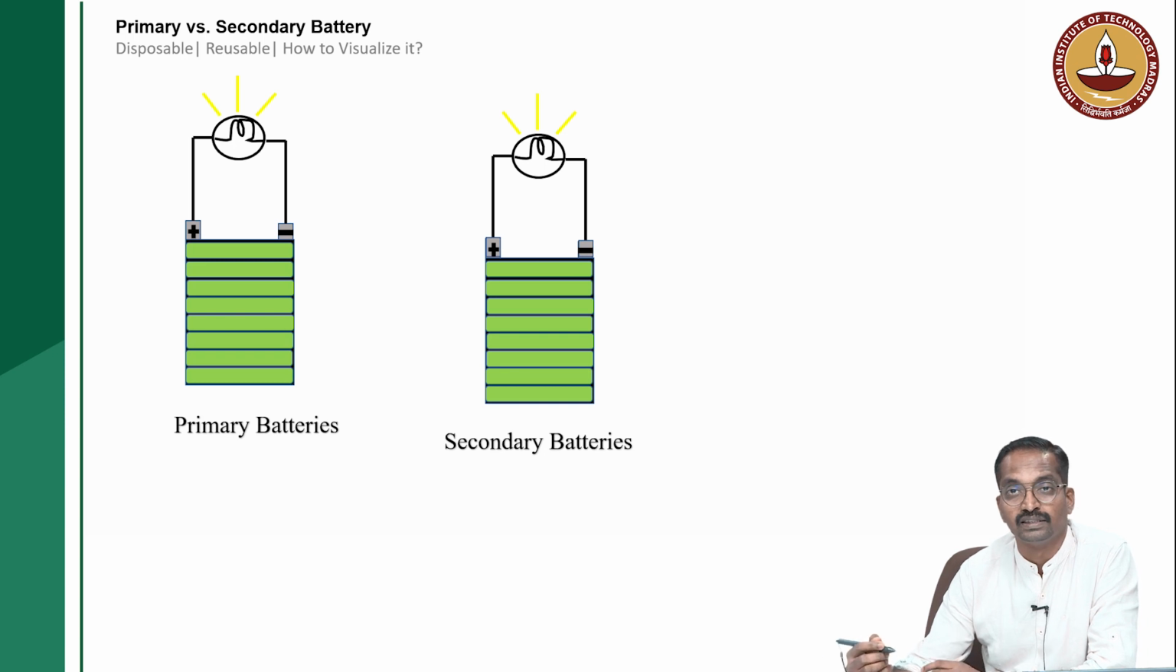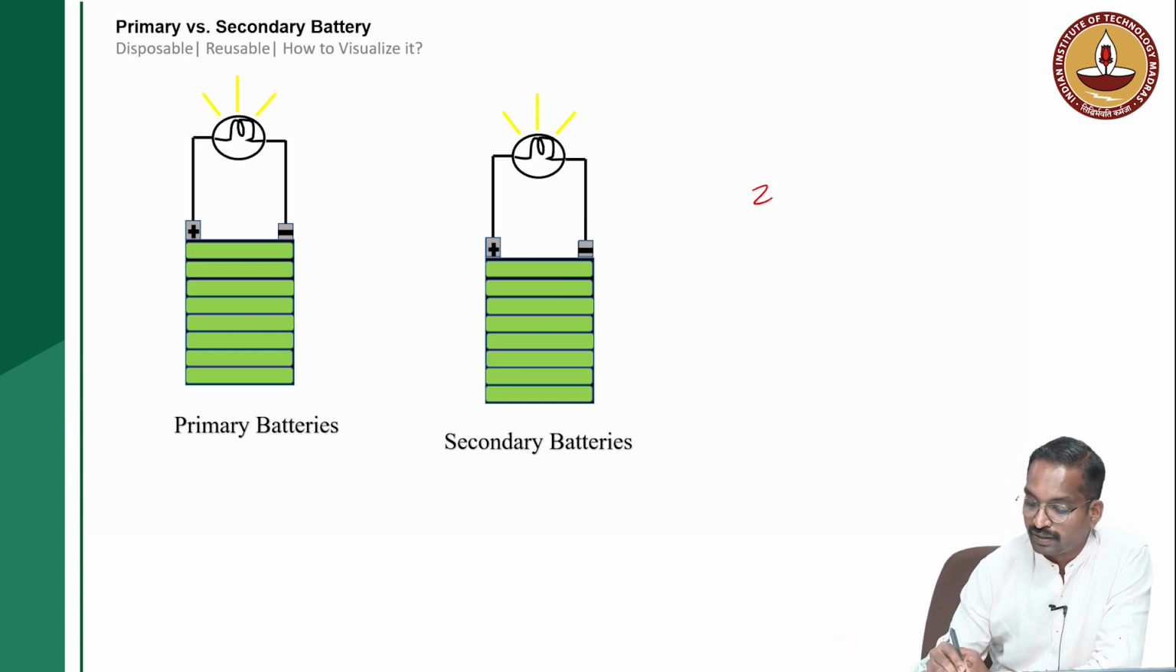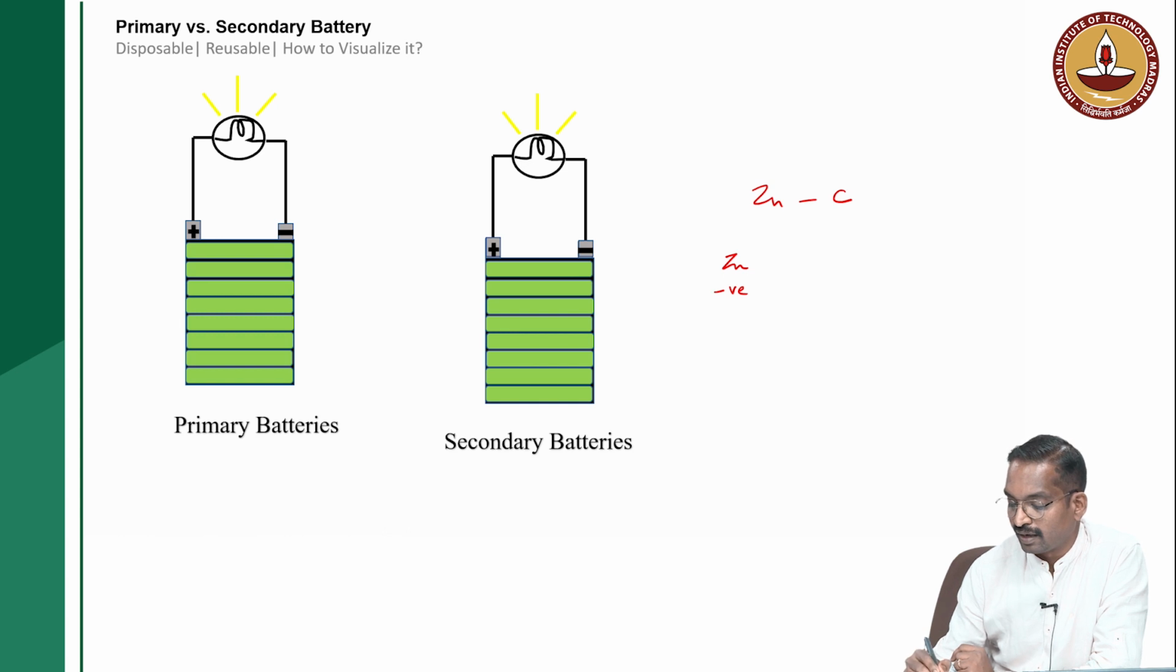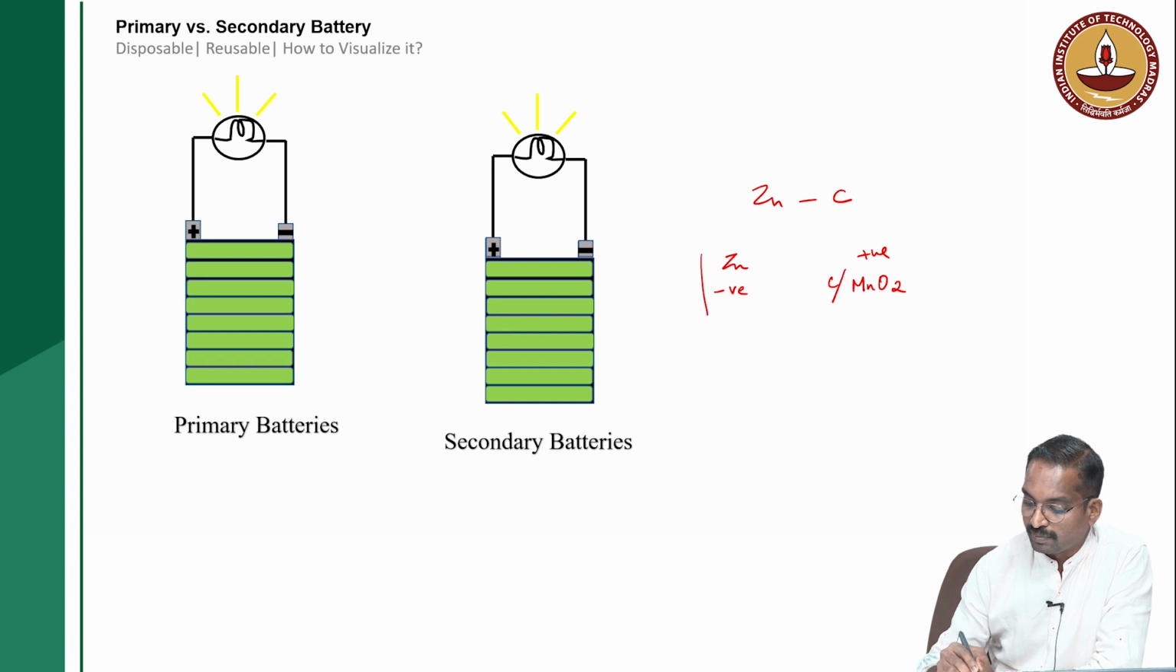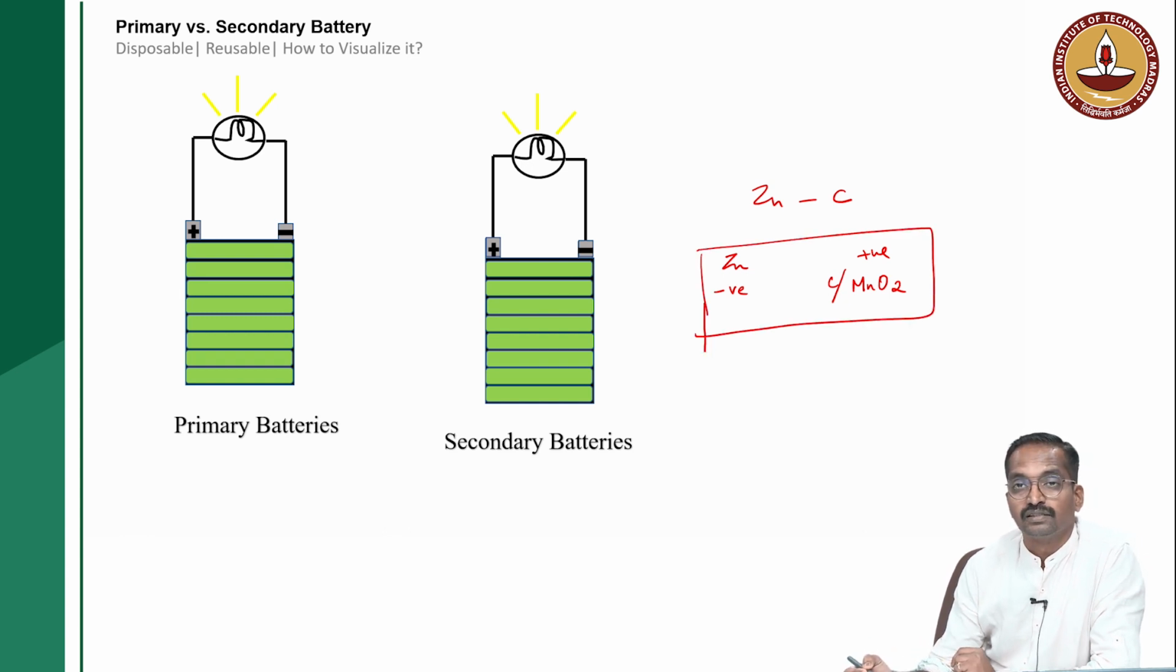So, you may have this zinc carbon battery that we all use, an alkaline battery like a Duracell battery, where we have a zinc electrode on one side, which is the negative electrode, and then we have a carbon electrode which is in touch with MnO2, manganese oxide. So, this is our positive electrode. Yeah. So, this we are familiar with, okay.